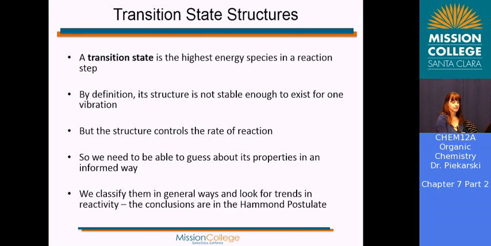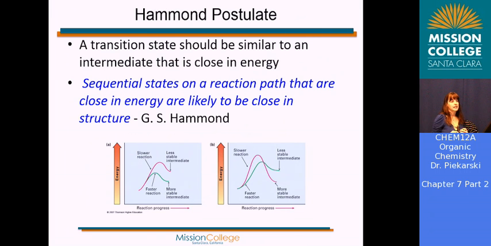Hammond postulate. Basically, the Hammond postulate states that a transition state should be similar to an intermediate that is closest in energy. So sequential states on a reaction path that are close in energy are likely to be close in structure. That's by G.S. Hammond.